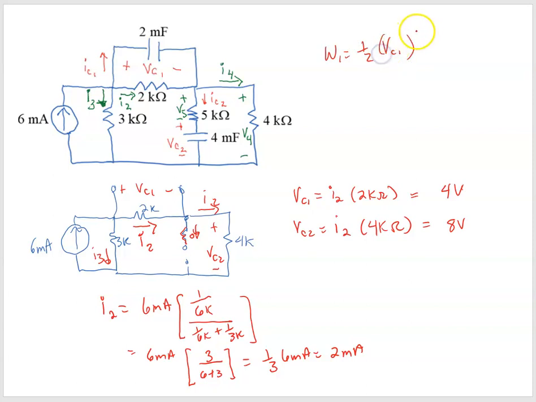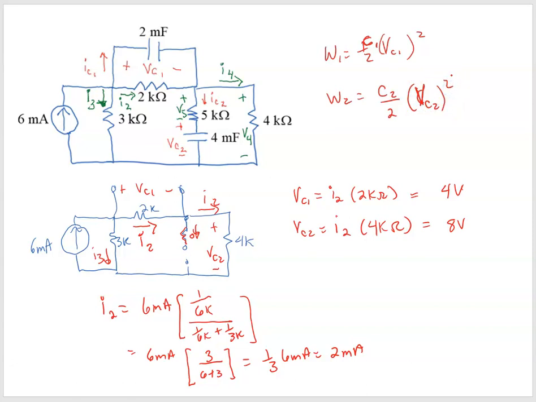And once we have the voltage, we can get that our W1 is 1/2 VC1 squared. We forgot our C, so we'll do C1 over 2 times VC1 squared, and energy 2 is C2 over 2 times our VC2 squared.